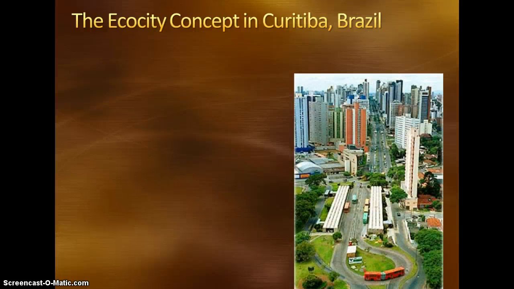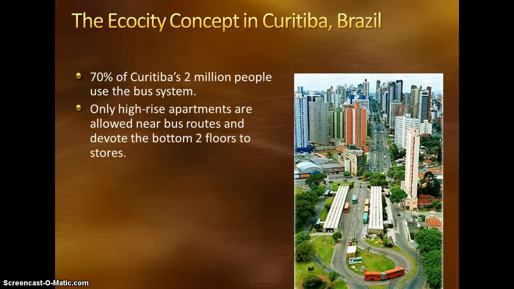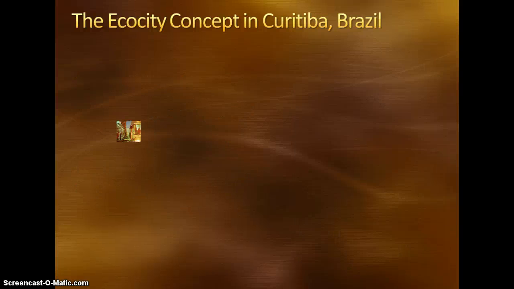So looking at Curitiba, Brazil, the way the city is set up is that everything is along a bus line. About 70% of the 2 million people in the city use the bus system. They have high-rise apartments where the bottom 2 floors are stores, grocery stores, clothing, movie theaters, all types of entertainment, so they don't even have to leave their building. But if they do, they have bike paths. They have bus systems. They don't even allow cars on many of their downtown blocks.